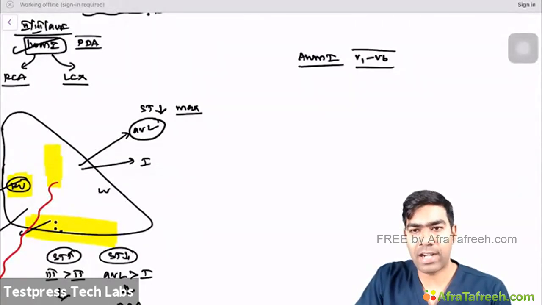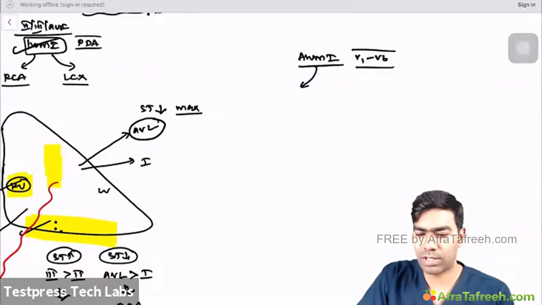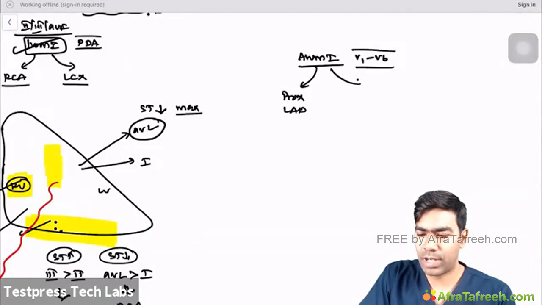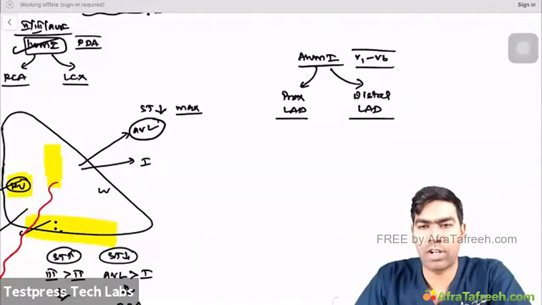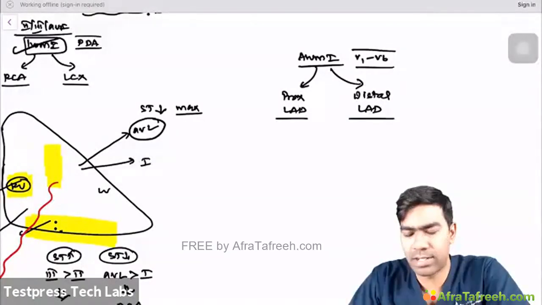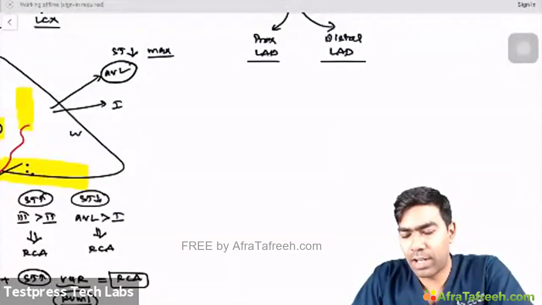So whenever you have an anterior MI, there can be only 2 possibilities basically. One is either a proximal LAD or it could be a distal LAD, which means whenever you see an anterior MI, it must be the left anterior descending artery only, as simple as that. So how will you find out whether it's a proximal LAD or a distal LAD?